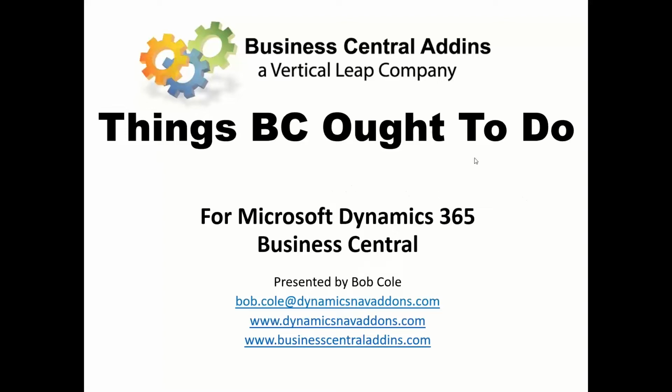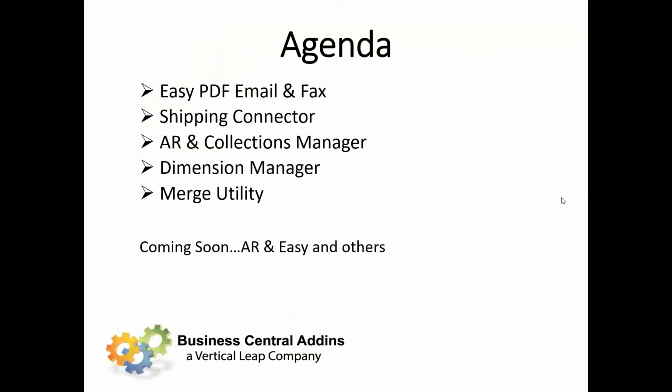The title is Things BC Ought to Do But Doesn't. Unfortunately, I can't cover all of the things BC ought to do but doesn't, so I'm going to limit it to 5 areas. These are the 5 areas we're going to talk about. Easy PDF, email, and fax. That is generically the ability to create emails and send them from inside of Business Central, and what Business Central doesn't do. Shipping connector, we're just going to talk about briefly.